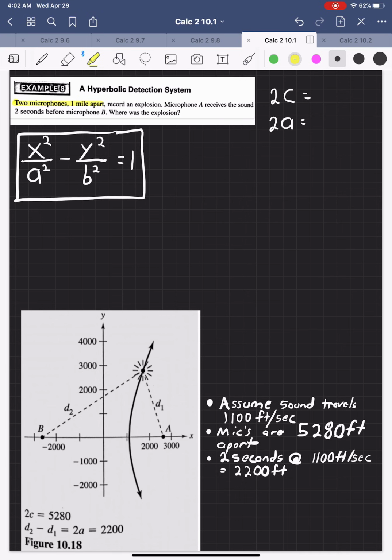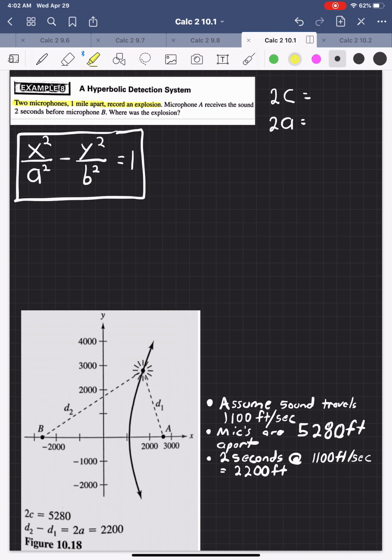We have 2 microphones that are 1 mile apart from each other, and they both record an explosion. All right, an explosion happens. Now, it'd be really nice to pinpoint where that explosion occurred, which we will not be able to, but I will elaborate in just a second.